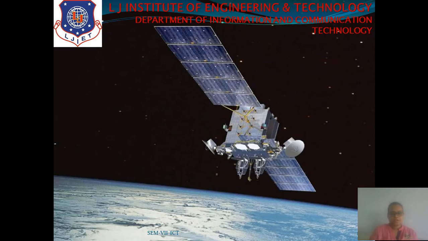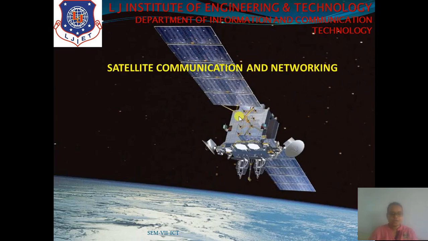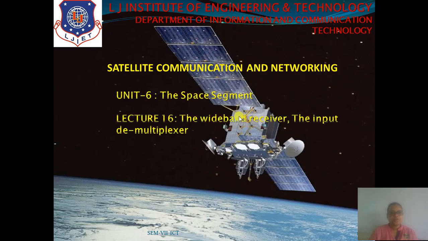So, in the last session of satellite communication and networking, we discussed an essential component for the space segment, that is the transponder and its types. Now, in this lecture, we are going to discuss two more components for the space segment, that is the wideband receiver and the input demultiplexer.